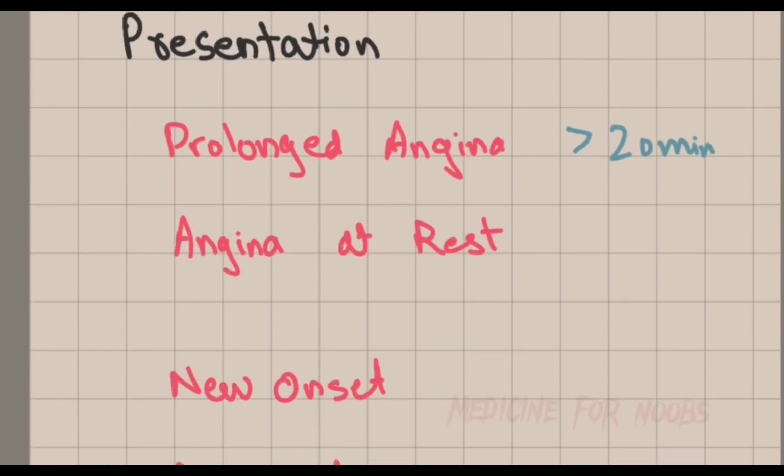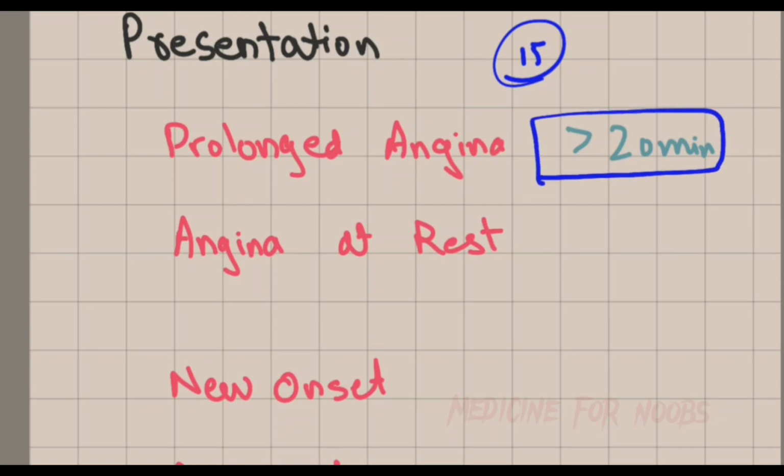The presentation of unstable angina is slightly different from that of angina pectoris. The time period for angina pectoris is 15 minutes. It does not exceed 15 minutes, but in unstable angina, the time period exceeds 20 minutes. Also, this is the angina which occurs at rest.